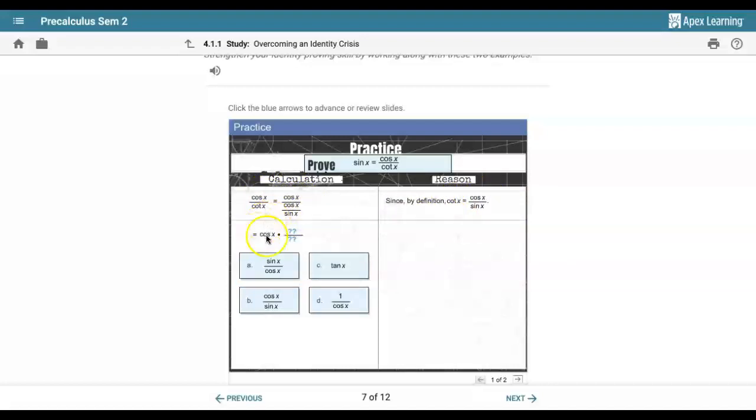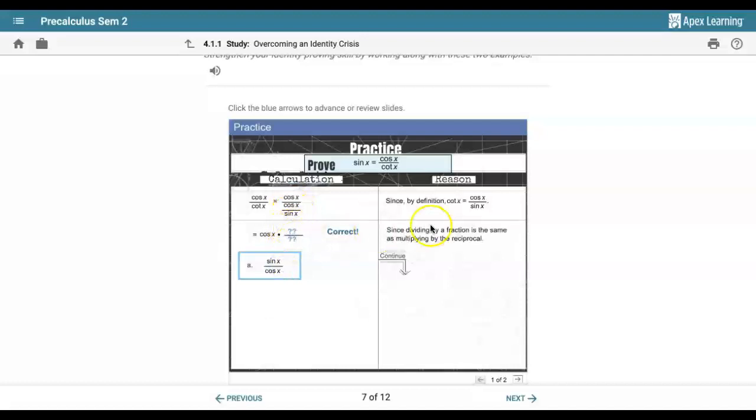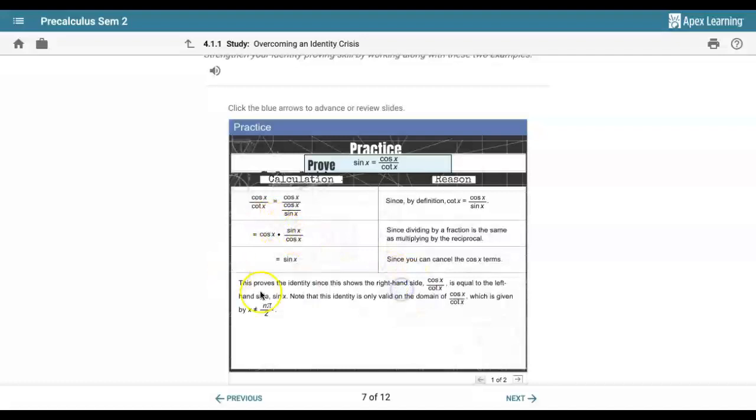Then remember, when we divide by a fraction, it's like multiplying by its reciprocal. So instead of cosine over sine, it's going to be sine over cosine. When we look at this here, we have cosine x on top, cosine x on bottom. So those cancel each other out. And we are left with our left-hand side looking like our right-hand side. This proves this identity here.